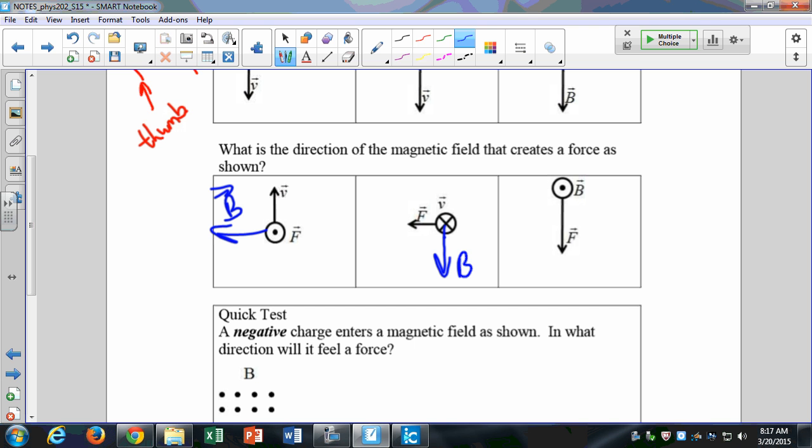And then let's do this last one. To the right. Let's see, our force is down. I know my thumb has to be down. My magnetic field is into the page. Yeah, so it has to be... Oh, it's out of the page, isn't it? Right? Yeah, to the right.